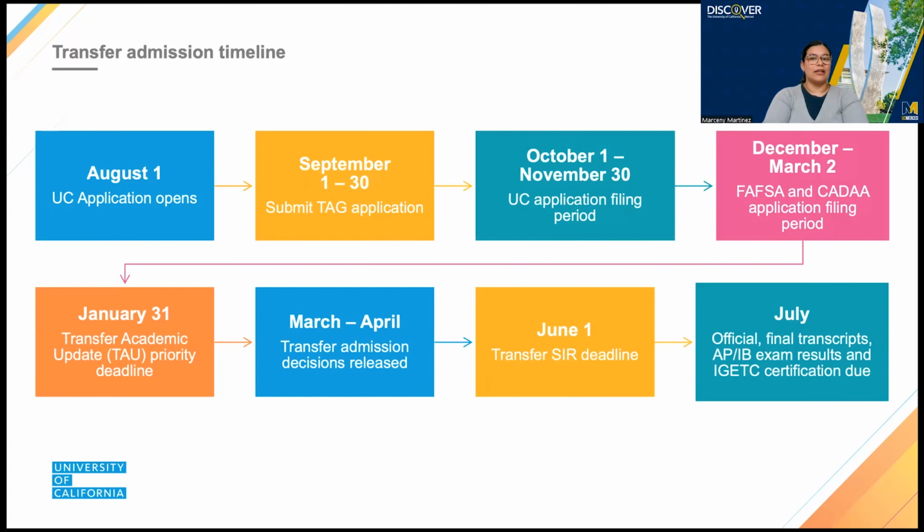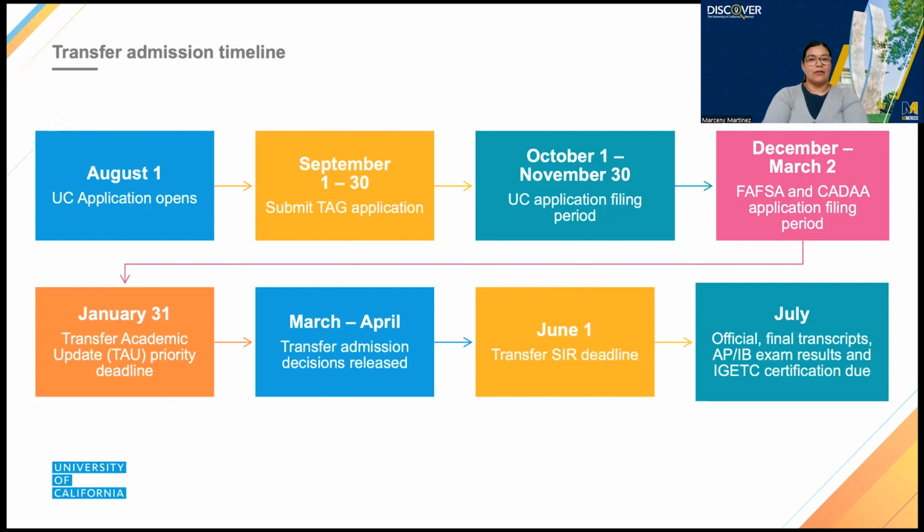So starting with August 1st, this is when the UC application opens. Some campuses may accept the winter/spring applications for transfers. The application typically opens July 1st and is due by July 31st. In the month of September, transfer applicants interested in TAG must submit a TAG application between September 1 through 30th, and they must also submit a UC application during the filing period. TAG campuses include Davis, Irvine, Merced, Riverside, Santa Barbara, and Santa Cruz.